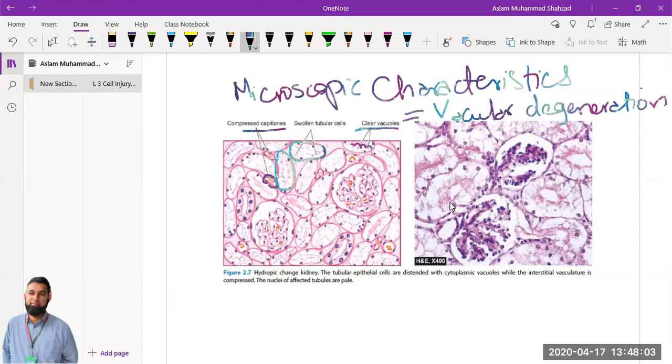In this case, the water will accumulate more inside, that results in the swelling of the tubular cells, and that swelling leads to compression of these capillaries. Here you can see, and these are all part of the vacuolar degeneration. So the first thing is that vacuolar degeneration will occur.